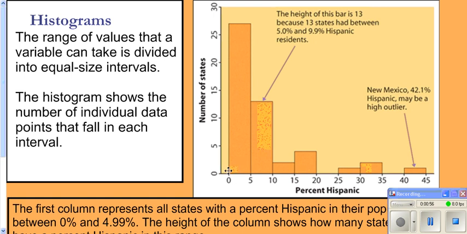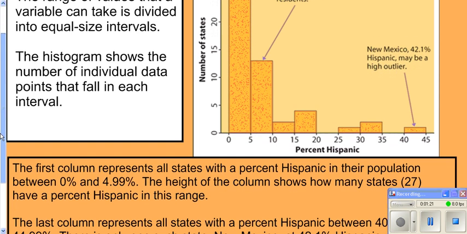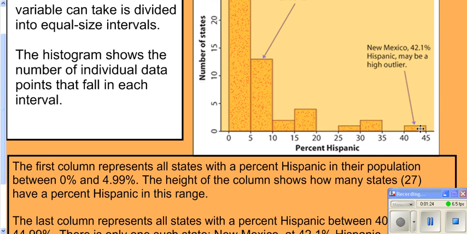Now, this first bar here is representing all the states that have a percent of Hispanic population between 0 and up to 4.99. Once it gets to 5, it switches over into this next bar, and so this next bar represents all the states from 5 all the way up to 9.99. Now, looking here, you can see for the Hispanic population that there's one state way over here, significantly different. We would consider that to be an outlier, and in this case it happens to be New Mexico.